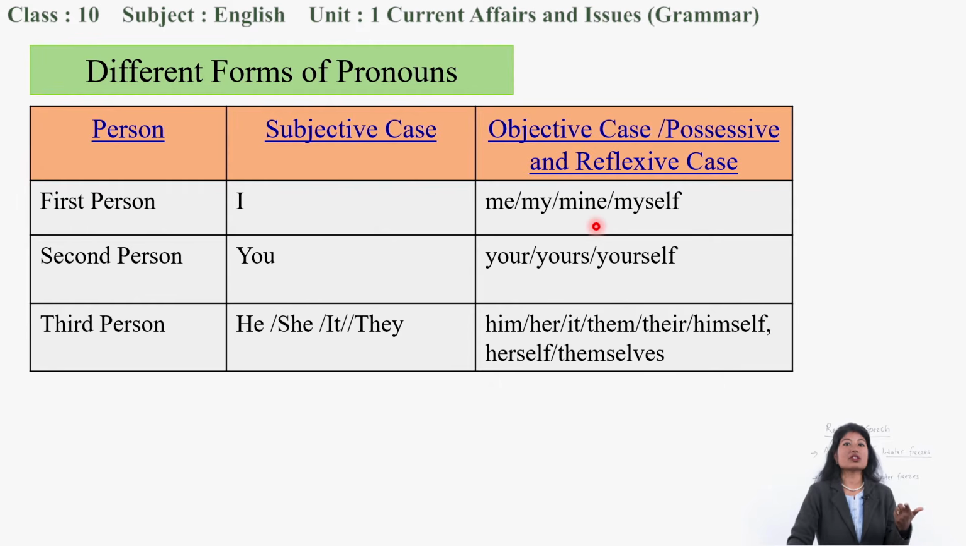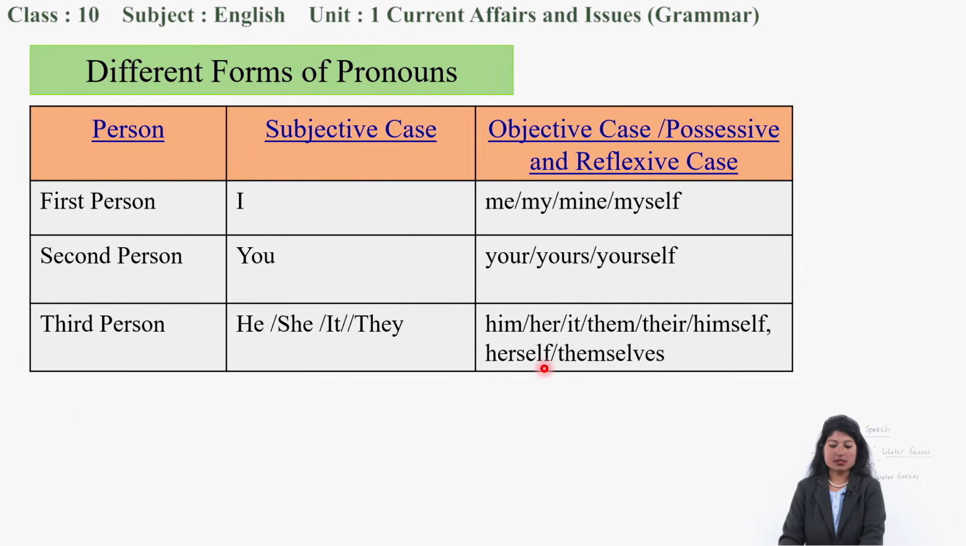Sometimes the object of the reporting clause also needs to be considered for the change of the pronoun. Me, my, mine, myself. Then the second person could change into your, yours, yourself. He, she, it may change into him, her, it, them, their, himself, herself, themselves. So according to suitability we change.